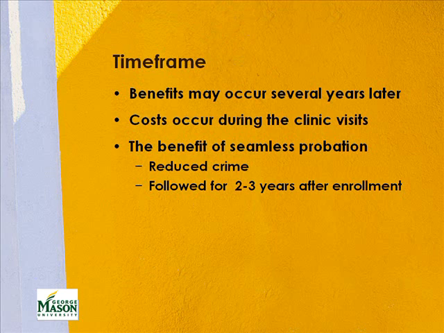For example, the benefit of a seamless probation shows years later in the form of reduced crime. To capture these, a sufficiently long perspective is needed. The study on seamless probation examined the effect of the substance abuse clinic for 2 to 3 years after enrollment in the study. This is long enough to see the impact of short-term events, but of course not long enough to capture lifetime events.